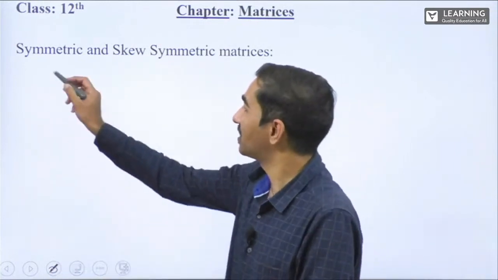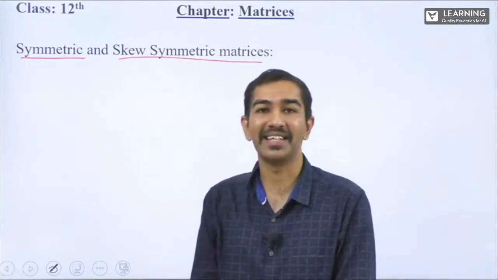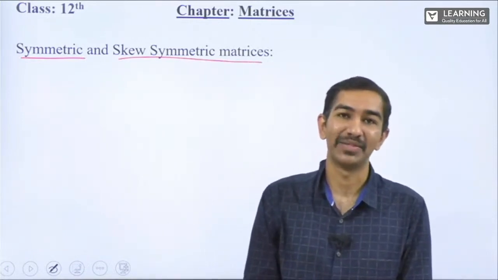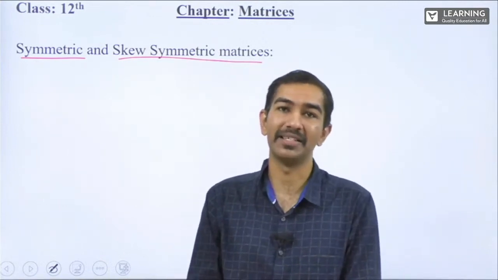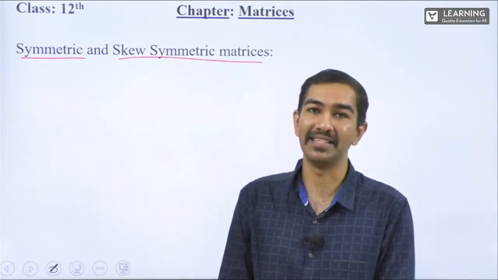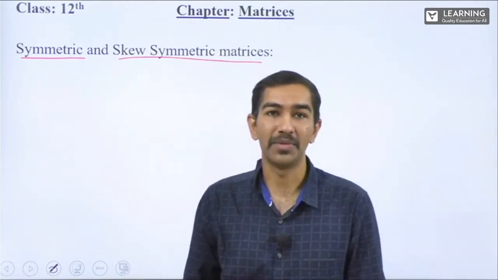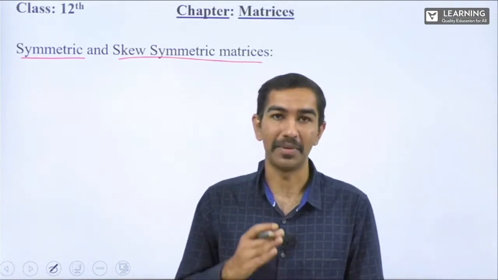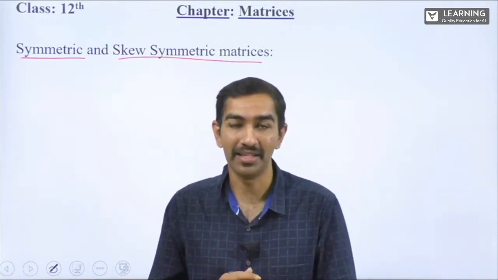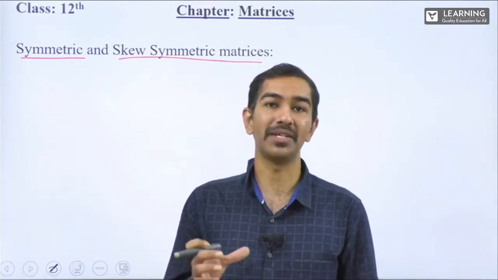So what is a symmetric matrix? We had discussed symmetric and skew symmetric matrices in the types of matrices, correct? There are different types of matrix: column, row, square, rectangular, diagonal, scalar, identity, as well as symmetric and skew symmetric matrix. How do we identify them, students? The principal diagonal is considered as the line of mirror, and other elements are mirror images of each other.